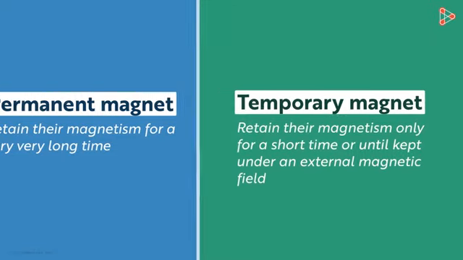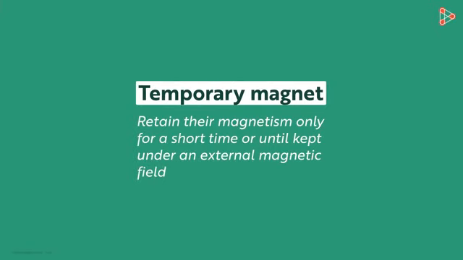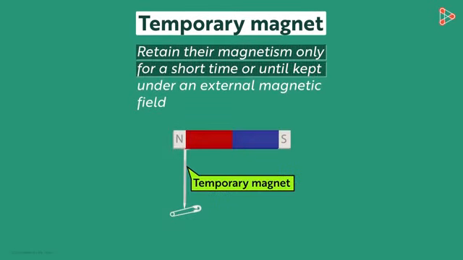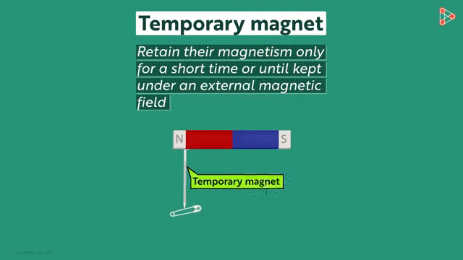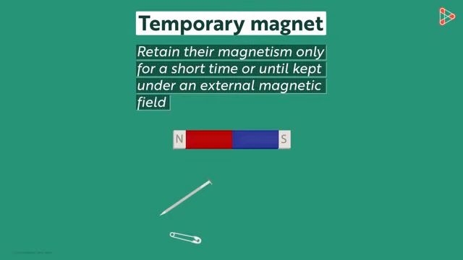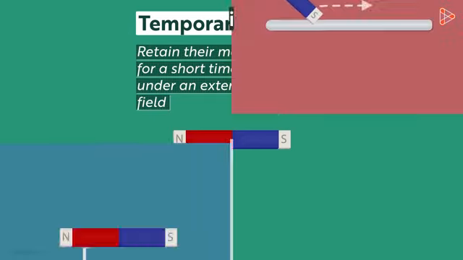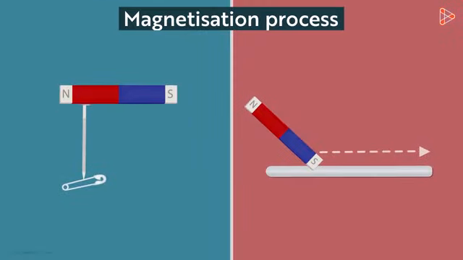We will talk about the temporary magnets first. These are magnets that retain their magnetism only for a short amount of time, or only until they are kept under an external magnetic field. When removed from the external magnetic field, they lose their magnetism. We have seen the two easy processes used to make temporary magnets. We used objects made up of ferromagnetic material such as an iron nail and an iron bar.